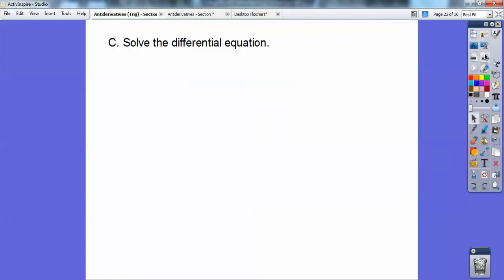Okay, so solve the differential equation. Here we go. Okay, so this one says the derivative is 6x squared, and f of 0 equals negative 1. They want us to find f of x. That's what they mean. Find f of x, okay, the original function. All right, so to get f of x, we integrate the derivative. So I'm going to integrate this derivative right here. So that's going to be the 6x squared.